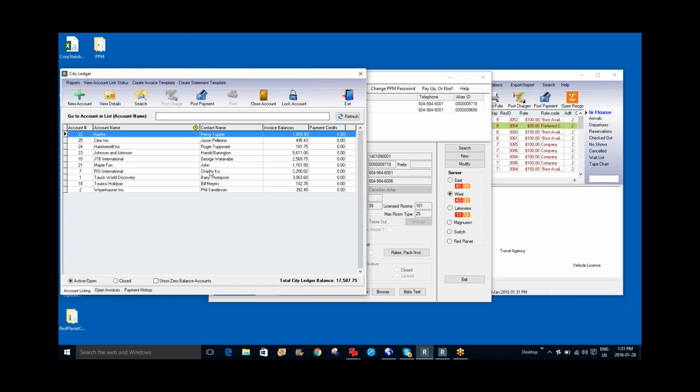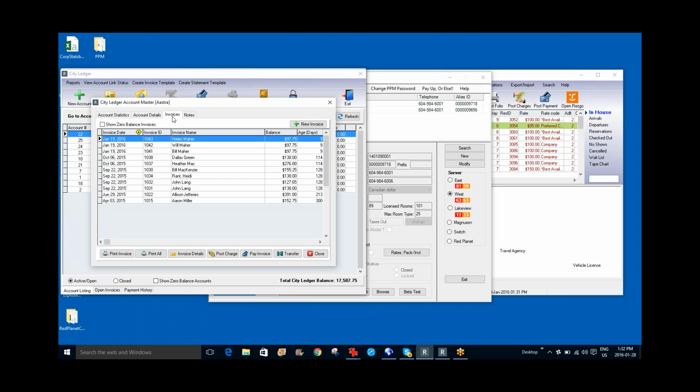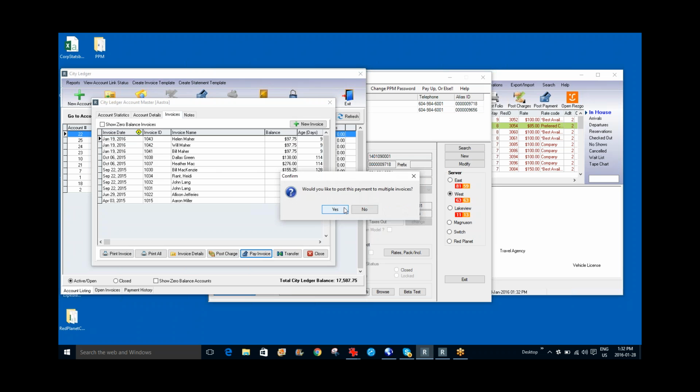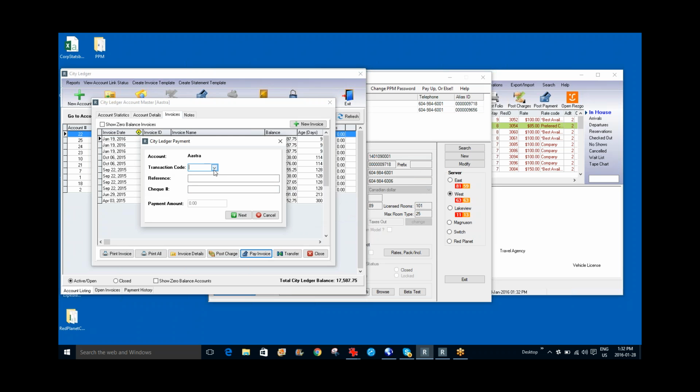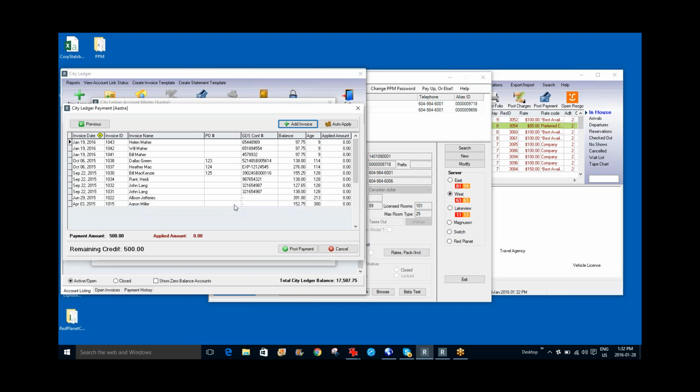Next is City Ledger, a small change in here. I shouldn't say small change because you guys get excited about it. So I got the pay invoice. Would you like to post to multiple? Yes. We're going to choose cash. I just wrote this doc yesterday. 500. So we put in the GDS confirmation number, and you can sort by it. Now, the GDS confirmation number is not actually attached to the invoice. It's actually attached to the guest on the invoice.